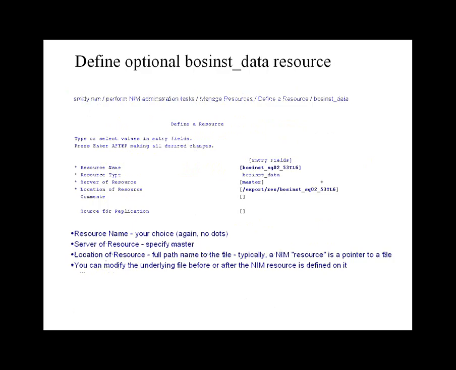We get this file edited up just the way we want, and then we have to, again, define it as a NIM resource. So SMIT nim, manage, define, bosinst_data. And we give it a resource name, and then the location is the full path and file name. Once it's defined as a NIM resource, you can still edit the file. You can make additional changes to the file after it's defined.